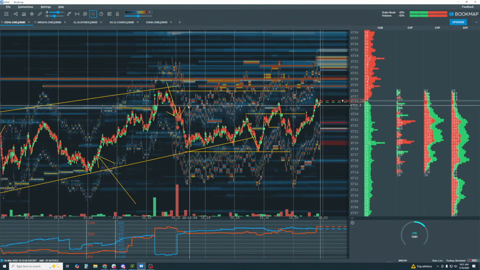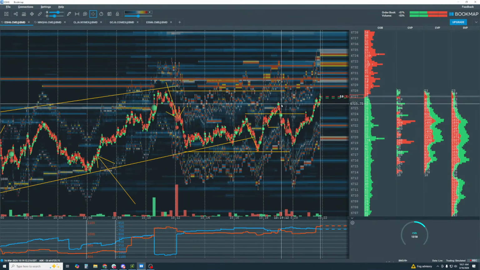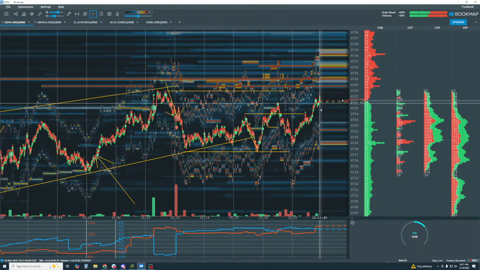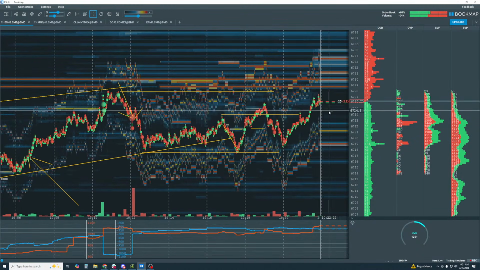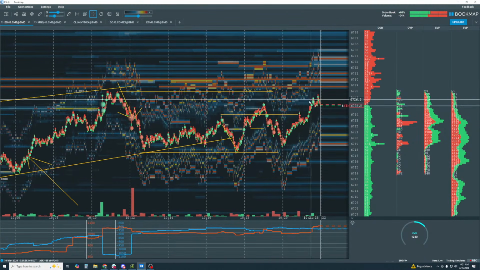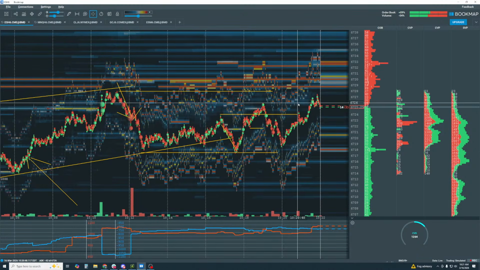Okay, we got a reaction up here before, but now we're back up above it and we see some buying. Let's see if they're going to be interested in continuing buying up here.